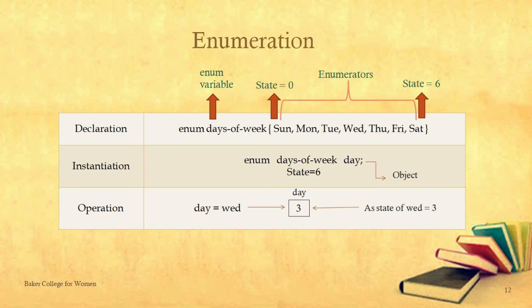This is an example of enum. So here, this is how we declare it in C. Here enum is the keyword, days of week is the enum variable, and Sunday to Saturday are the enumerators. These are a list of constants separated by commas. By default, the value of the first enumerator is 0 and it is incremented by 1. Here, the value of Monday is 1 and the value of Saturday is 6.